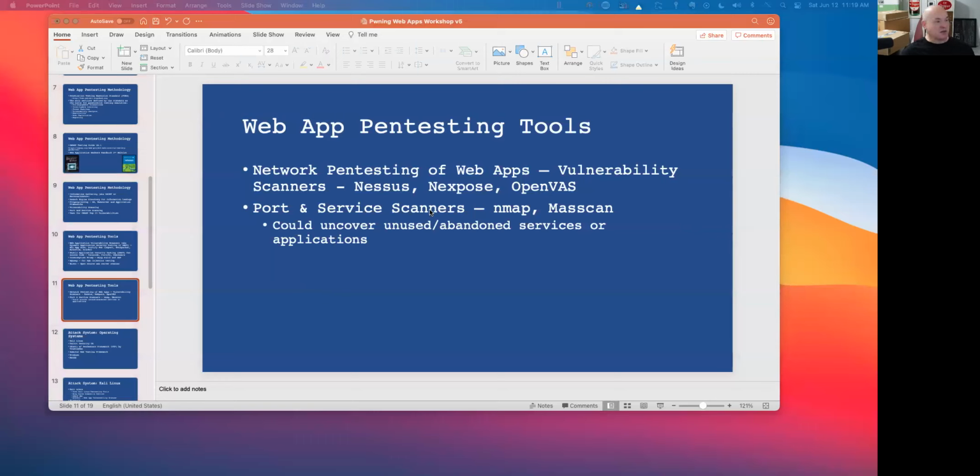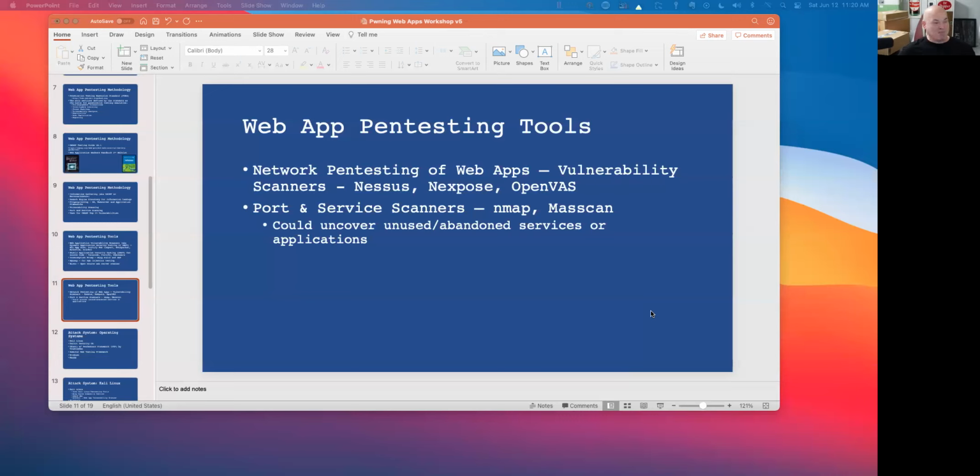So we're going to make sure to test this, because especially with your port and service scanners like Nmap and Masscan, sometimes you can uncover unused or abandoned services or applications. So maybe some company started out with IIS for their application. Maybe they decided they wanted to go to a JSP-based application, so they went to a Java application server like JBoss or Tomcat. And sometimes they don't remove the old application. And what usually happens with old applications is they're not being updated or maintained.